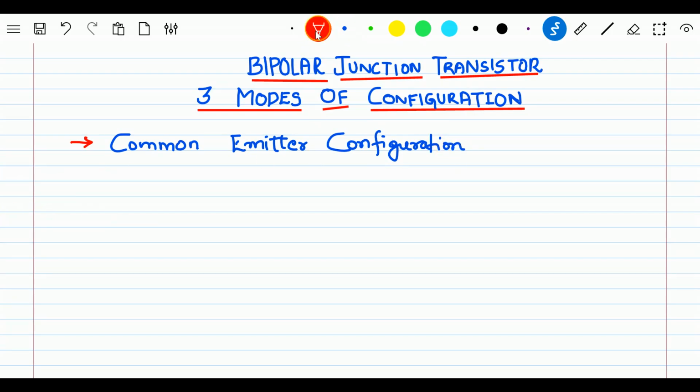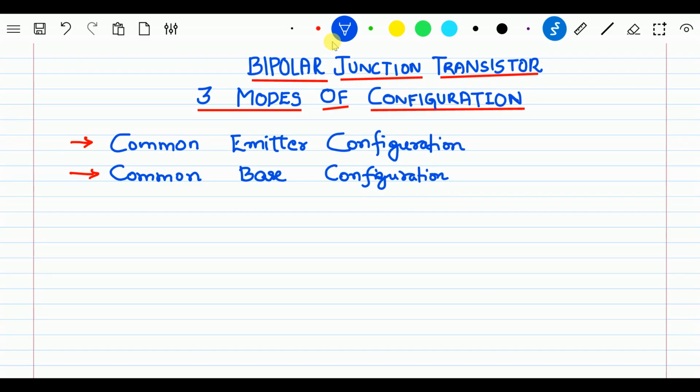The second configuration is the common base configuration. And the third configuration is the common collector configuration.